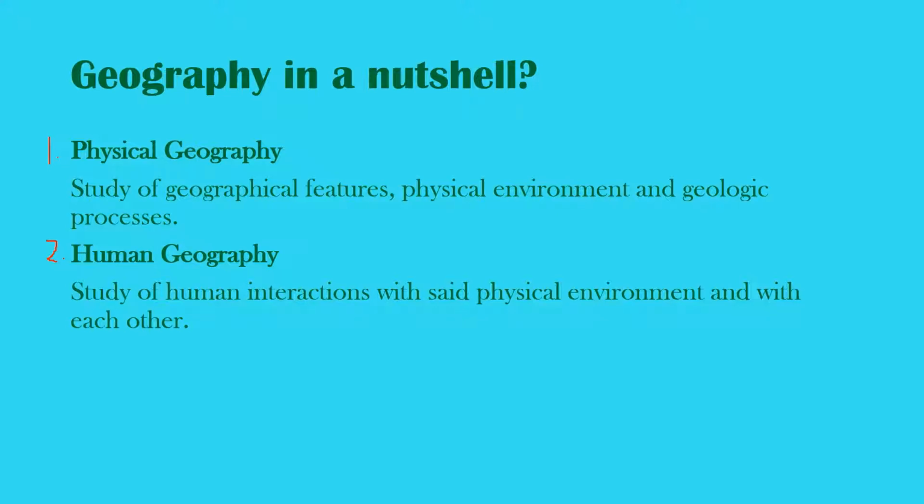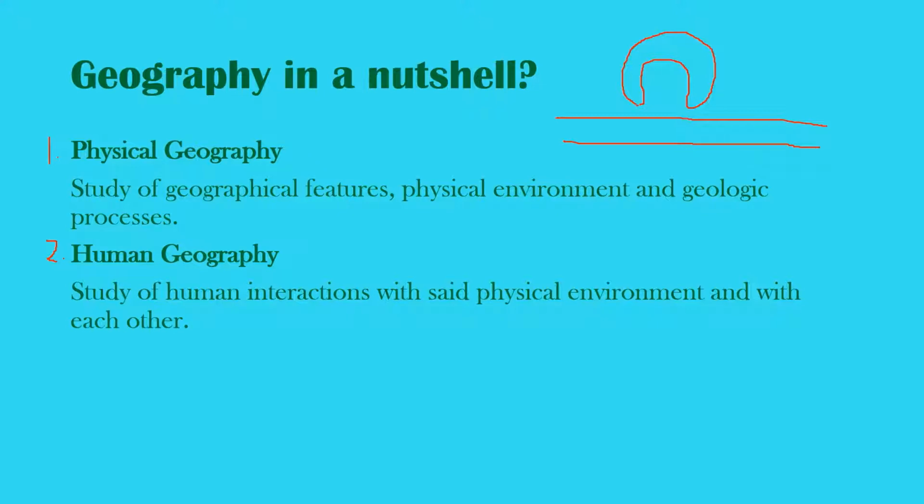Anyways, physical geography is about how the physical environment works, like how horseshoe lakes are formed, for example, and how the tectonic plates and everything all move, and how rivers and other features are formed and things like that. So that's what physical geography is about.